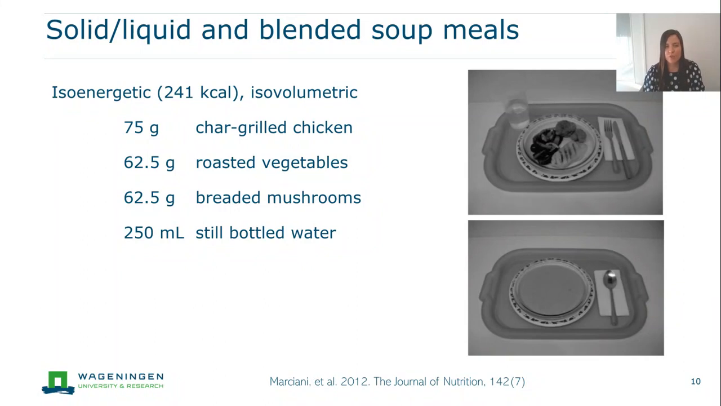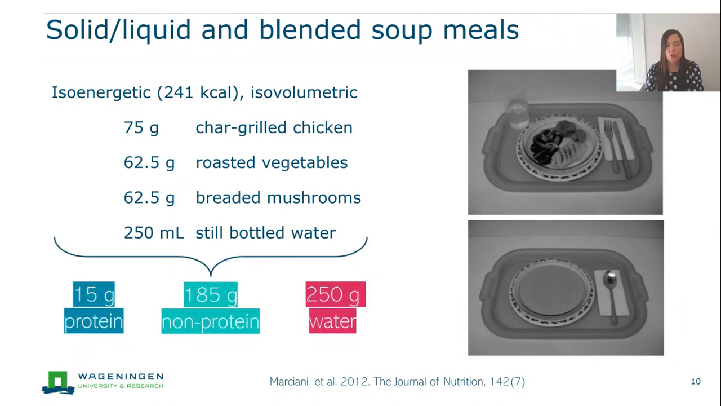The model that I will show you is greatly inspired by a study from Marciani and others in 2012. In this study, the participants consumed one of two meals, both composed of chicken, vegetables, and water, either as a solid and liquid meal or a soup meal. For simplicity in our model, we have translated this into a pool of protein, a pool of non-protein, and a pool of water. And this is how it is included in our model.